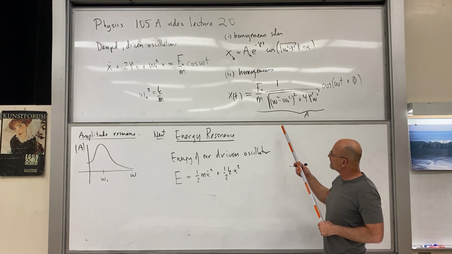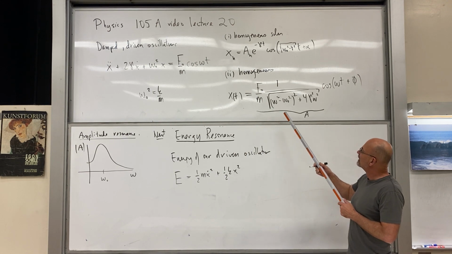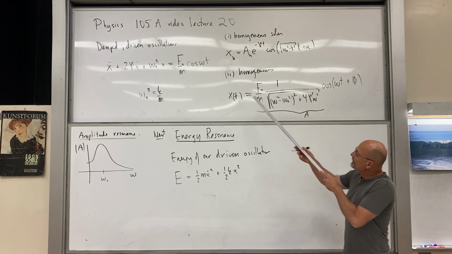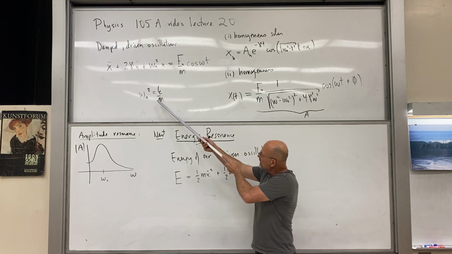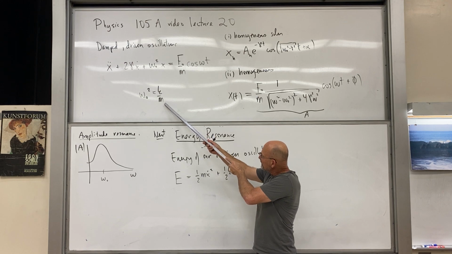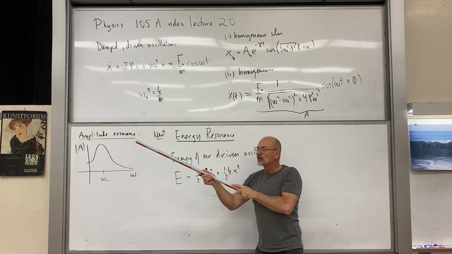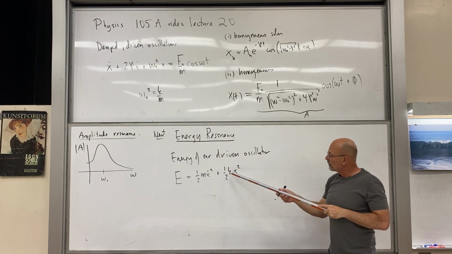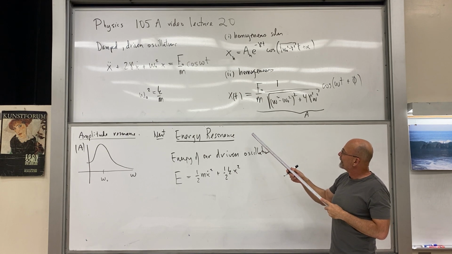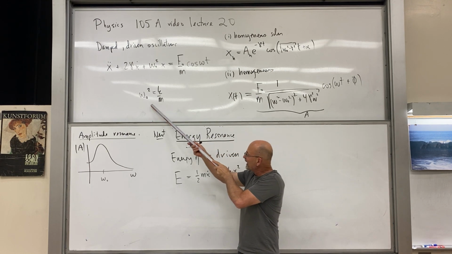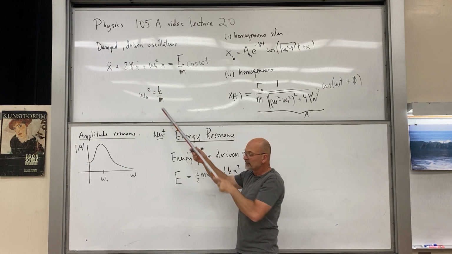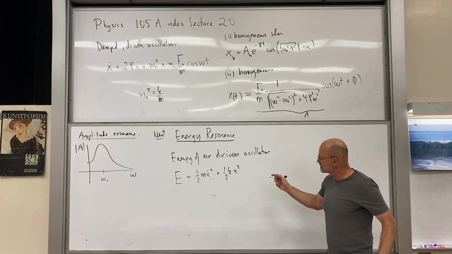And I should mention it right now. If you're talking about this k, you can say m omega naught squared, but we cannot say that's m omega squared. Those are two different things. Okay, just to bring our attention to that.